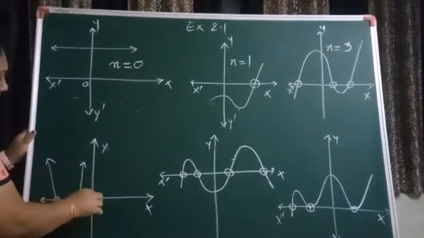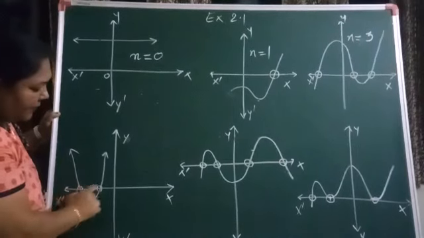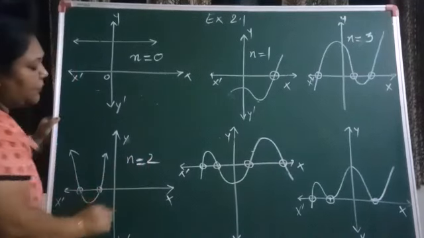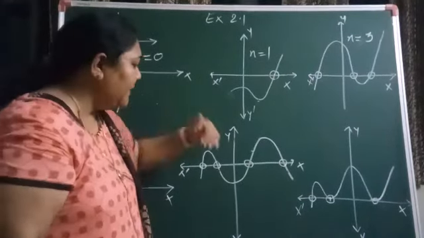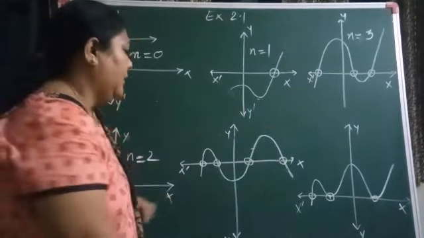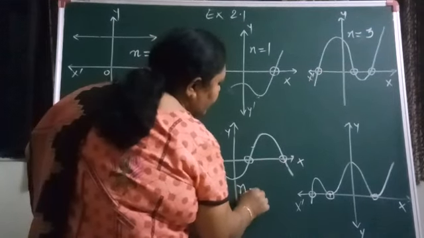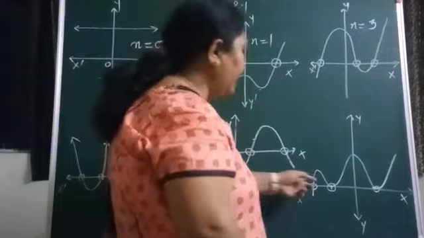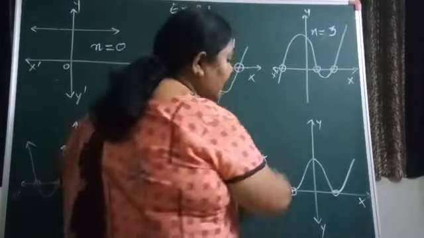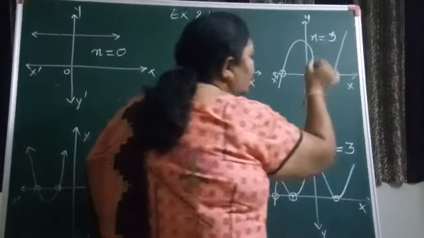Then you come to the fourth diagram. How many times your graph touches the x-axis? 1 and 2. So n is equal to 2. Here, how many times it intersects? 1, 2, 3 and 4. So therefore, here n is equal to 4. Now here, how many times? 1, 2 and 3. It cuts x-axis at 3 places. So n is equals to 3.